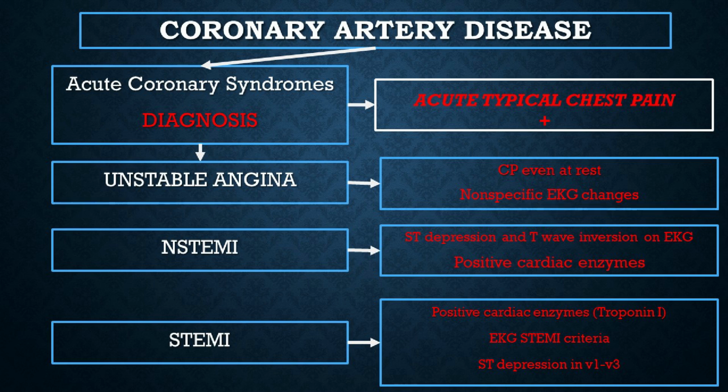In STEMI, on the other hand, the occlusion is complete, which leads to transmural ischemia and death of even more cardiomyocytes, which will spill out the enzymes they contain for us to find in the patient's blood. The most sensitive and specific is troponin I. On EKG, you will find the characteristic STEMI changes. Memorize the STEMI criteria as we discussed before, as it will come in handy. And don't forget the ST depression in V1 to V3, which is basically a posterior wall STEMI.